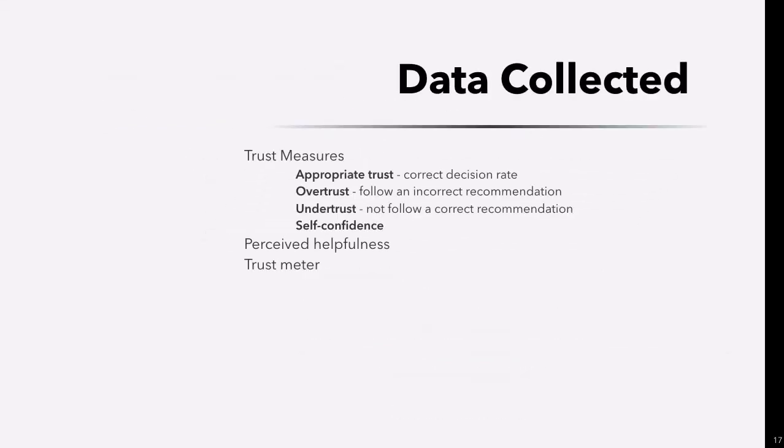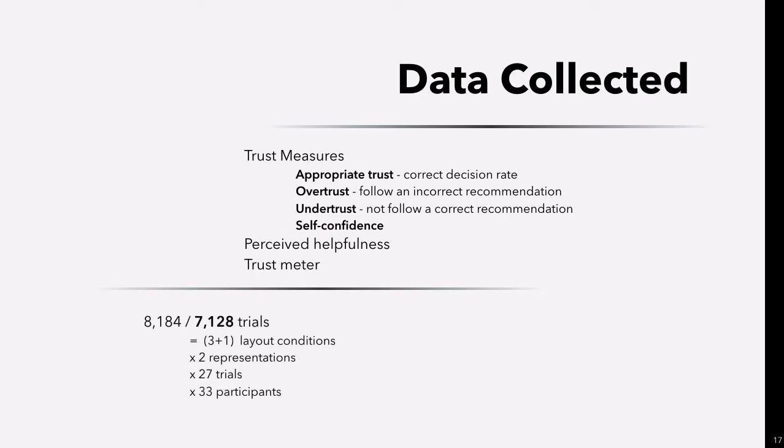As a summary of the experiment, we collect three metrics for trust. The first one is appropriate trust, and then the second overtrust, third undertrust, and then self-confidence. And we also had the perceived helpfulness of each visual explanation, and we also collected the records from the trust meter. And in total, we based our analysis on 7,128 trials.